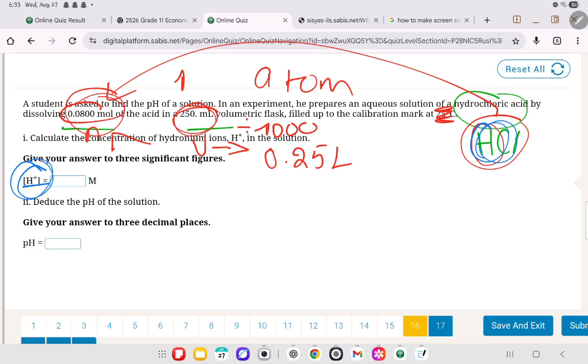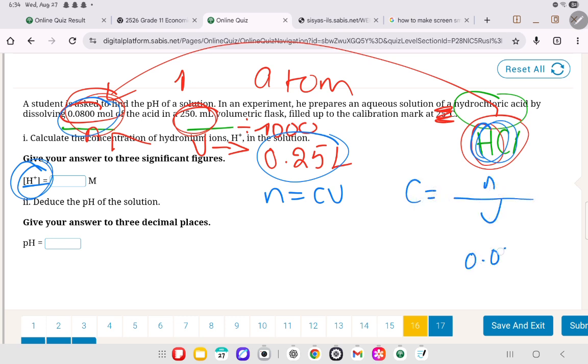Again, we are given hydrogen, right? And we're given the number of moles, N, which is 0.08, and the volume, which is 0.25 liters. So how do we find the concentration? Again, remember the equation. N equals CV. N is equal to concentration times volume. We need to find the concentration. So concentration is equal to N over V, right? Our N is 0.08 over our volume, which is 0.25. And you will get an answer of 0.32. But pay attention to the significant figures. It's 0.320.